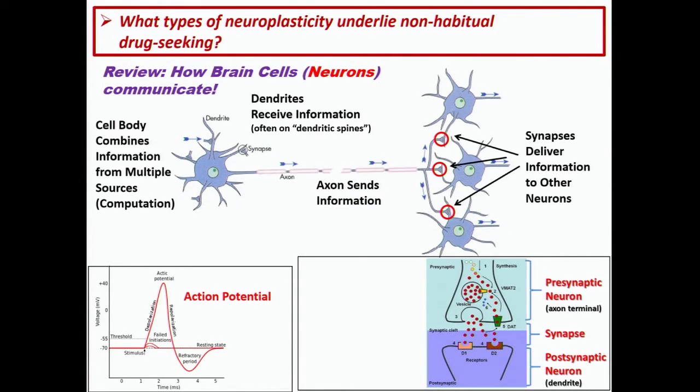And this is an oversimplification. These neurotransmitters can turn on other cells, they can turn off other cells, they can do lots of different things, and there are many ways that they act. But the specific neurotransmitter I'm talking about is dopamine, okay?